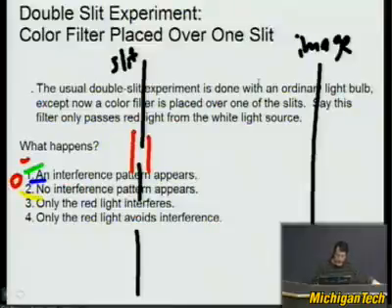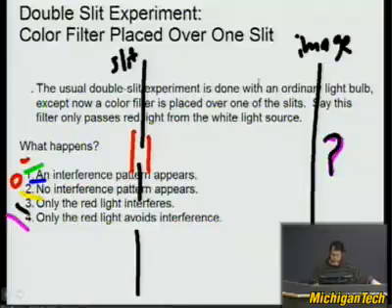By contract with the company, I have to do all the colors, including black. Okay, so what happens here? What do we see at the image screen? What happens here? Oops, then I have black. Do you see an interference pattern? No interference pattern? Only red light interferes, or only red light avoids interfering?